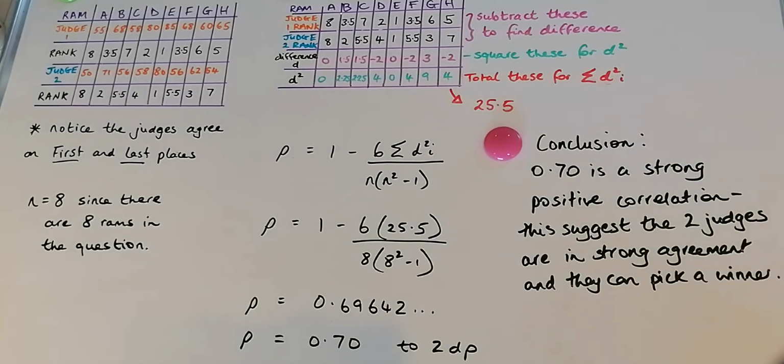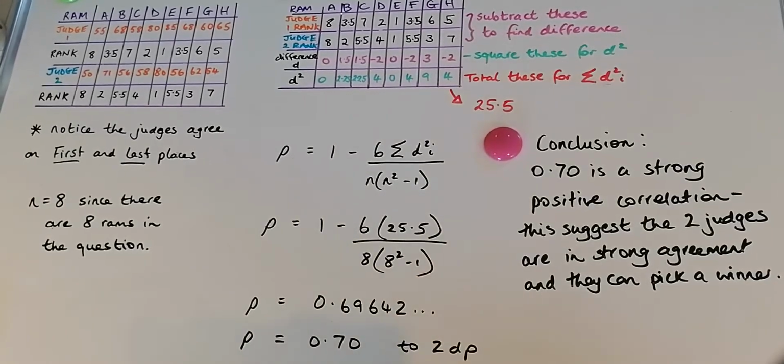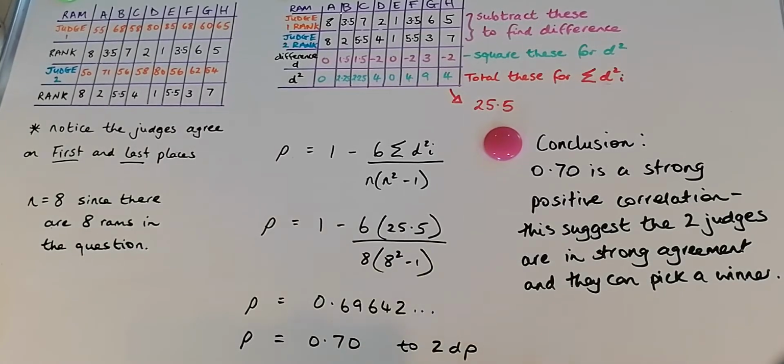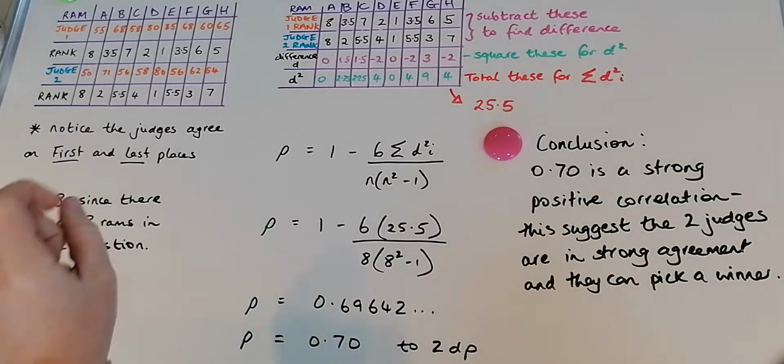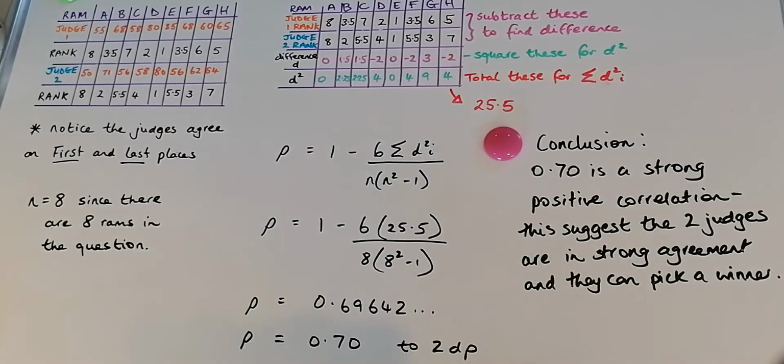So because I've gotten 0.70, I'm saying, and again this is in the notes, it's a very, well not very strong, but it's a strong positive correlation. So it's enough to suggest that these two judges will agree on the winner. Now we already seen in the first table that they did agree in first place. But generally speaking, if they were going to pick first, second and third, the 0.7 suggests that the judges are in strong agreement to be able to pick the first, second and third fairly.